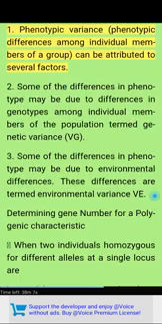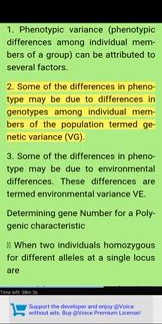Components of phenotypic variance. 1. Phenotypic variance. Phenotypic differences among individual members of a group can be attributed to several factors. 2. Some of the differences in phenotype may be due to differences in genotypes among individual members of the population, termed genetic variance, VG. 3. Some of the differences in phenotype may be due to environmental differences.